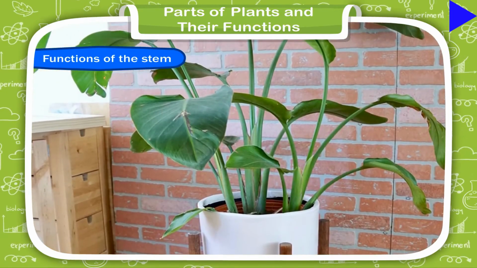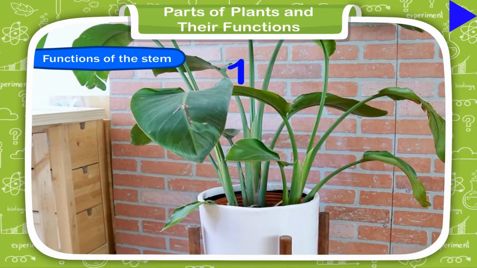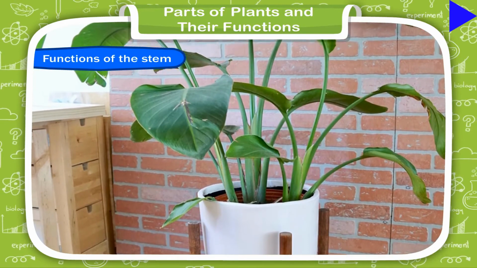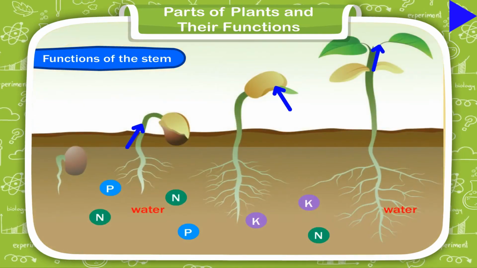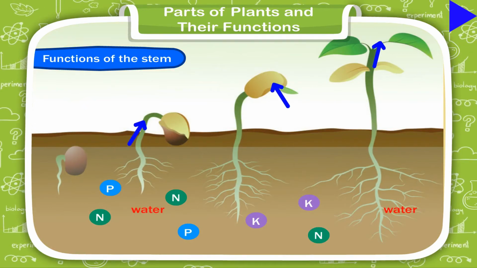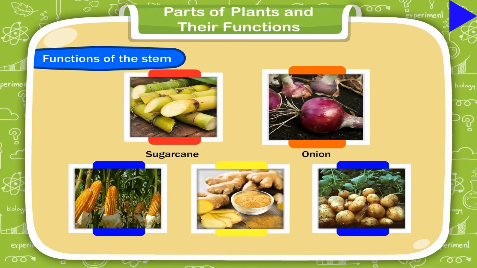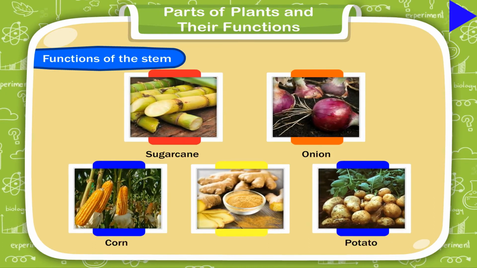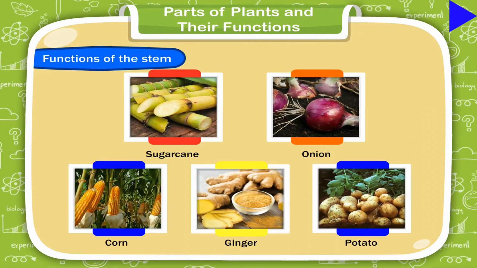Functions of the stem. The main functions of the stem are given here. 1. The stem helps the plant stand upright. 2. It carries water and mineral salts from the roots and sends them to the leaves. 3. It carries food prepared by the leaves to different parts of the plant. 4. The stems of some plants like sugarcane, onion, corn, potato, and ginger store food in them. We eat the stems of these plants.